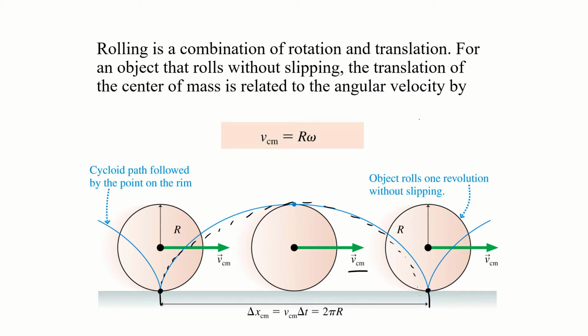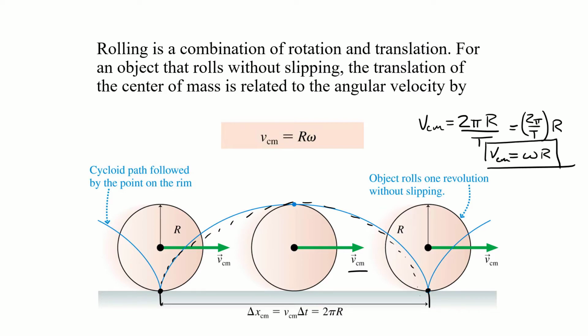So that velocity of the center of mass is equal to 1 circumference, which is 2 pi r, divided by however long it took, the period or the time it took to spin around once. If we look at that, 2 pi over the period of rotation times r is equal to omega times r. So again, we get the velocity of the center of mass is equal to omega times r.